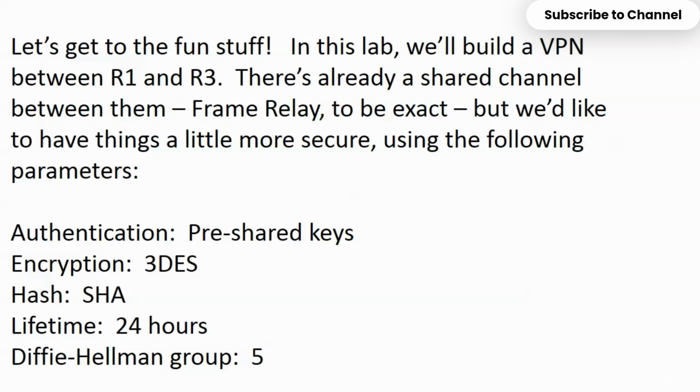With authentication, we're going to do pre-shared keys. With encryption, we're going to do something called 3DES. Every once in a while, you'll see this called TDES for triple DES, but generally it's 3DES. Hash, we're going to use something called SHA, which I like to pronounce SHA. Lifetime, 24 hours. That's the config we're going to put on router 1. That's how long we'd like our Phase 1 IKE SA to last. And something called the Diffie-Hellman group. We're going to go with group number 5 here.